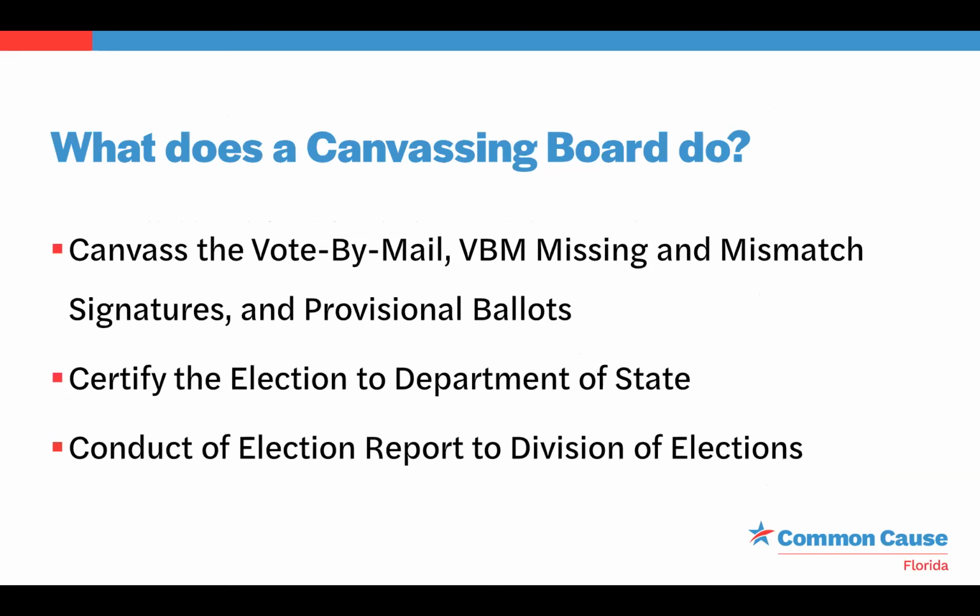And from the 2000 election, beginning in 2002, we have provisional ballots for those voters whose eligibility had been questioned and could not be determined at the time they cast their ballot. The canvassing board certifies the elections to the Department of State, and then they provide a conduct of election report to the Division of Elections on how things went.